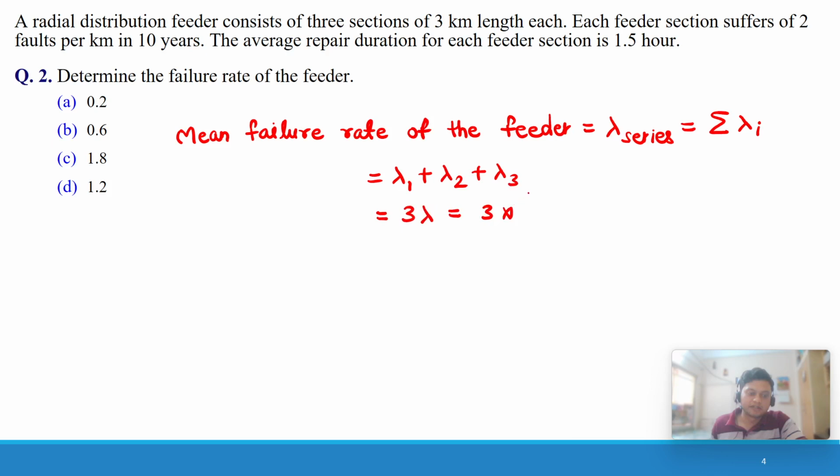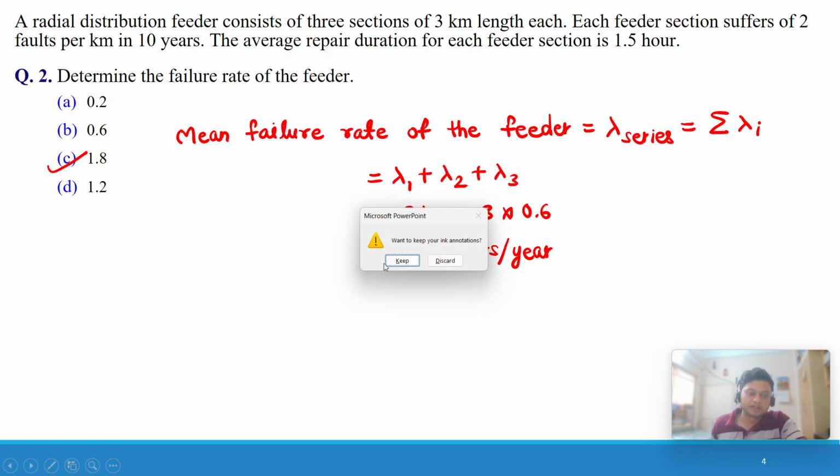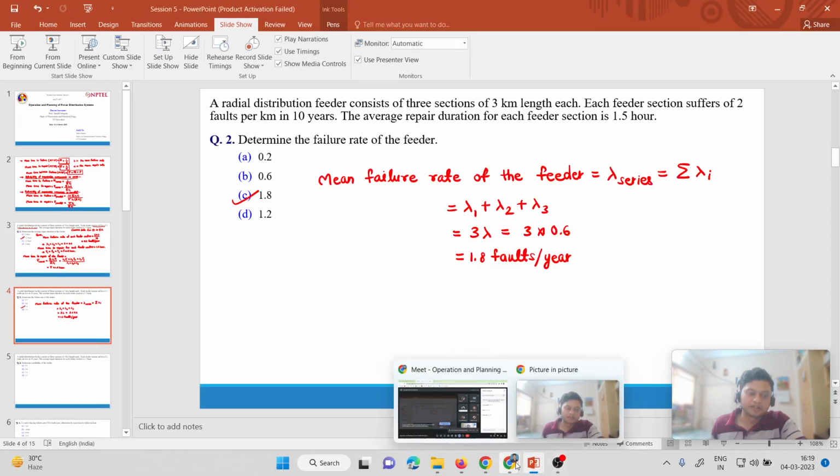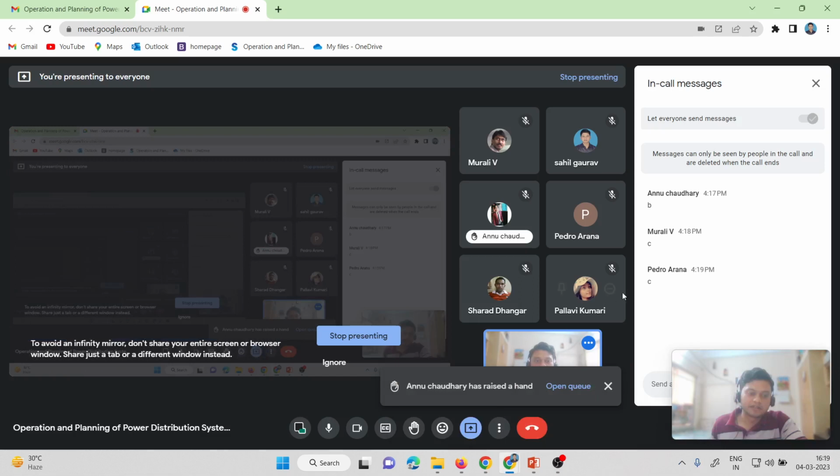And lambda we have calculated as 0.6 faults per year. So 3 into 0.6 will give you 1.8 faults per year. The correct answer will be option C. Yes, C is the correct option.